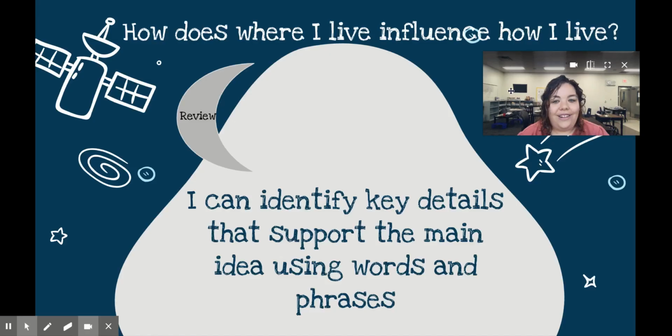Okay, so today we talked about those key details. Remember the key details being who, what, where, when, why. How those key details support the main idea, the most important part of the story, using words and phrases.